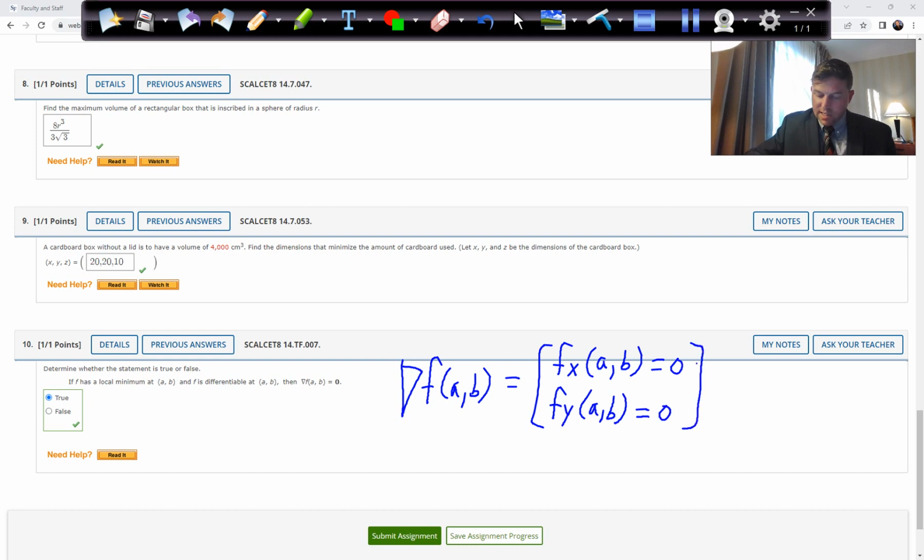Well, that's exactly what we said were critical points, and you only have maxes or mins at critical points. So to have a minimum at (a, b), you must have the gradient equal to 0. So that is true. Okay, and that will complete chapter 14, section 7.